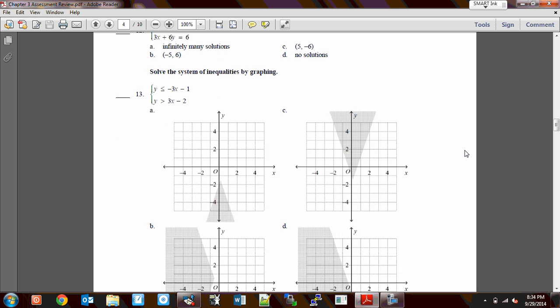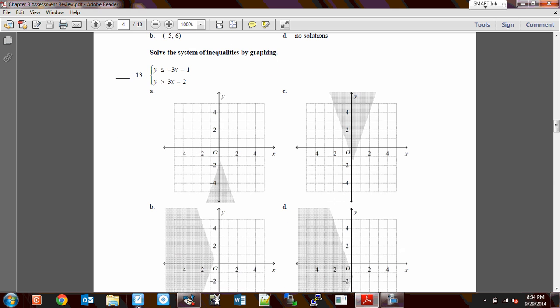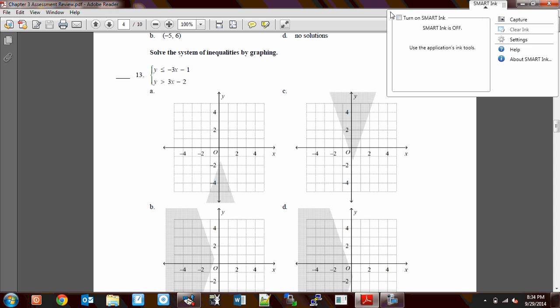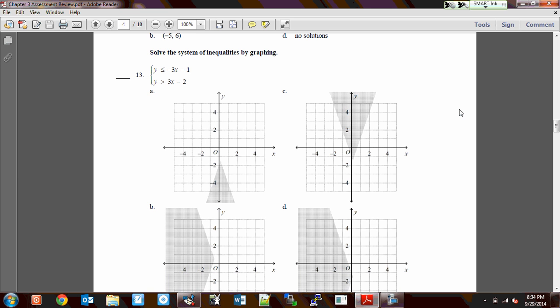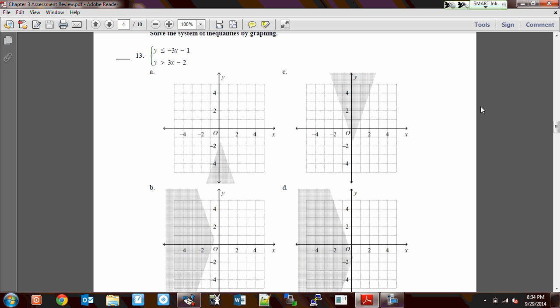Number 13. Solve by graphing. In this case, they're already graphed for us, so we just have to figure out which graphs match these equations. All right, so let's look at y-intercepts. We have a y-intercept of -1. We have a y-intercept of -2. Well, this one's gone because these would both be positive. We're still stuck with that one. Okay, so we only ruled out letter B.